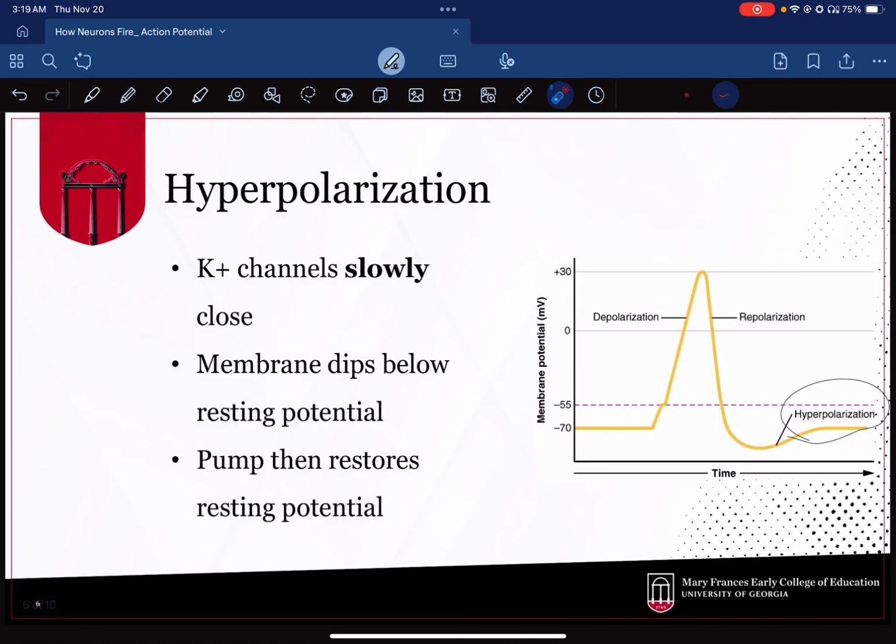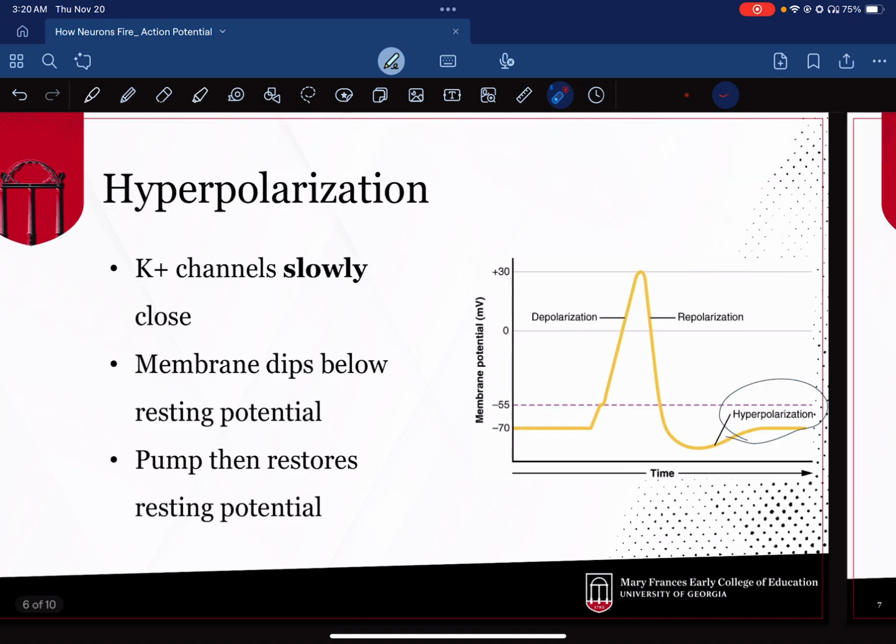Now, it comes back down below our threshold. So this is called hyperpolarization. The reason why this happens is because our potassium channels are slowly closing instead of abruptly closing. The membrane dips below our resting potential, and then pumps restore our resting potential. We said that channels open for both sides, but our pump is what does our hyperpolarization.